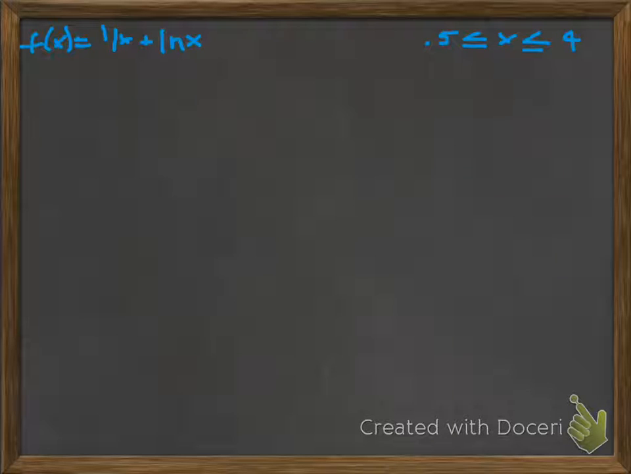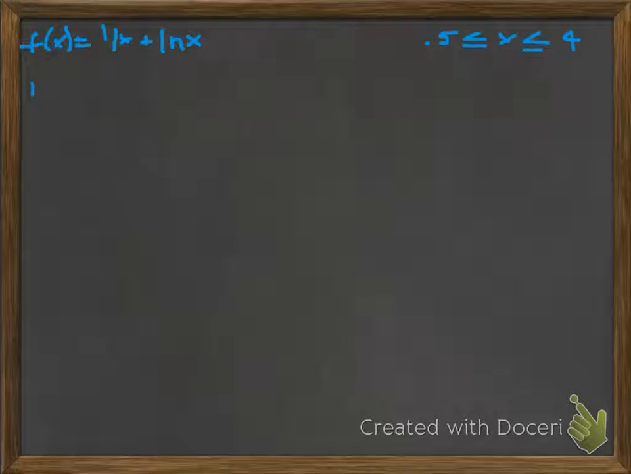Hey there, so today we're going to look at a problem where we are going to find the extreme values of a function. And what that means is we are going to look for the mins and maxes. Alright, so for this problem, we are given the function f of x equals 1 over x plus the natural log of x. And in this problem, our domain is from 0.5 to 4.